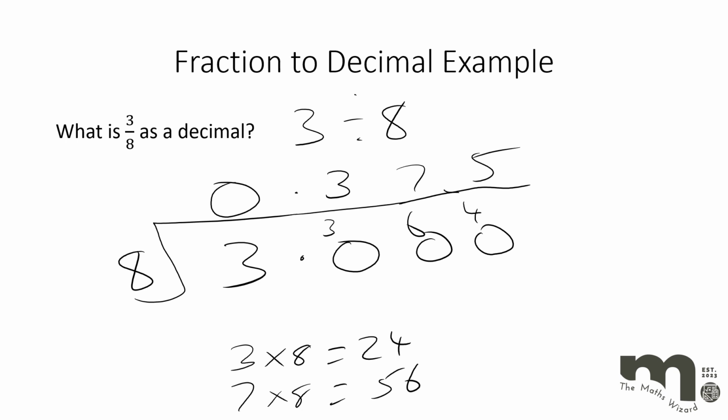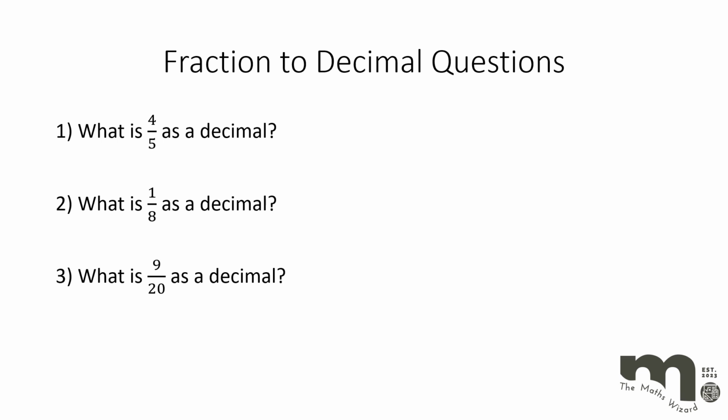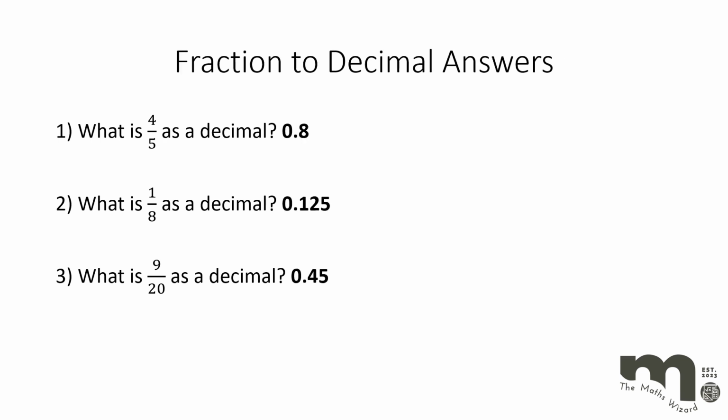All right, here are 3 for you to have a practice with. So pause your video and have a go. Okay, and here are your answers to these ones then. So 4/5 there, we're doing 4 divided by 5. So remember, top divided by bottom. And then top divided by bottom on this one is 1 divided by 8. And that will give you 0.125. 9 divided by 20 there will give you 0.45.